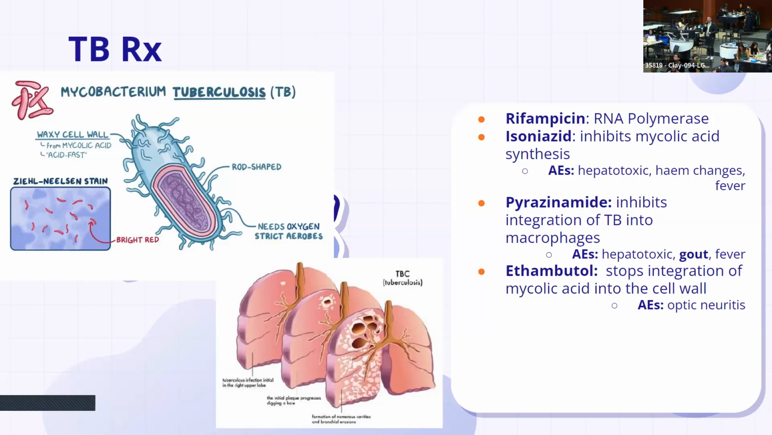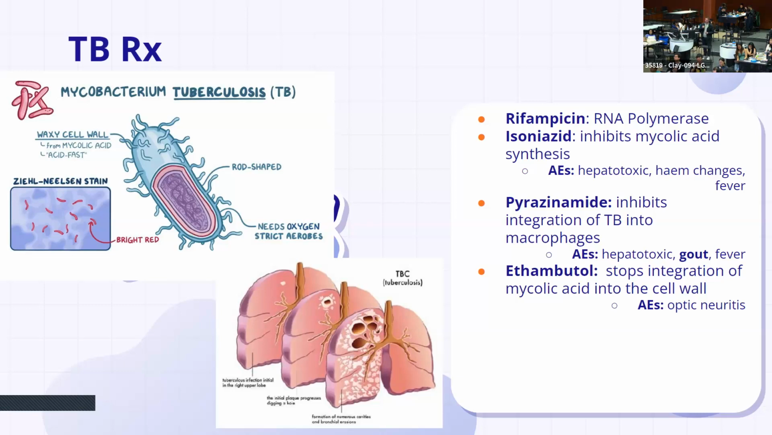So the way you can remember it is the acronym RIPE: rifampicin, isoniazid, pyrazinamide, and ethambutol. And I've given you their side effects and their mechanism of action. But the drugs that deal with tuberculosis, as you know from your microbiology, tuberculosis is a mycobacterium. It's got mycolic acid in its cell wall.